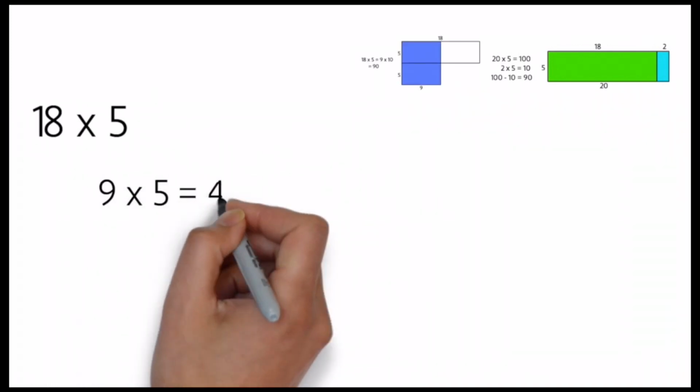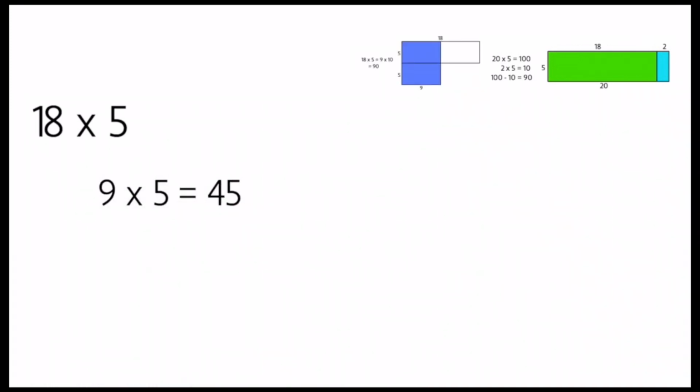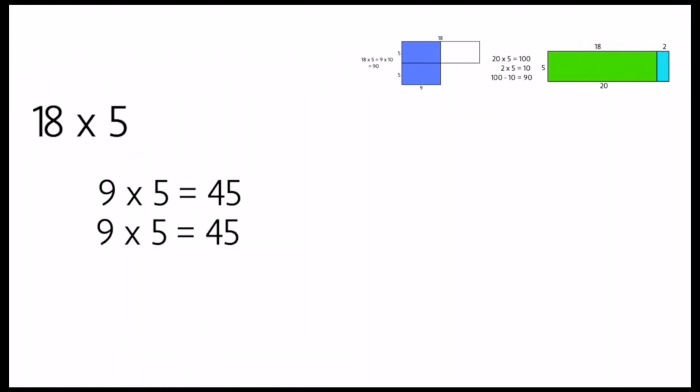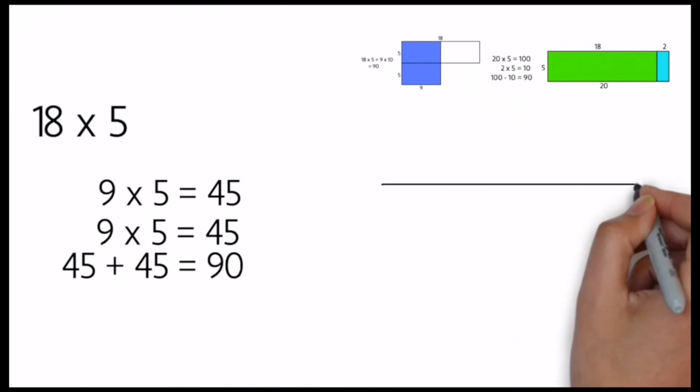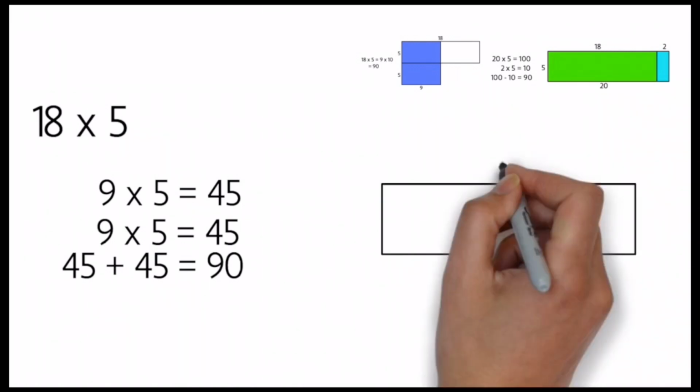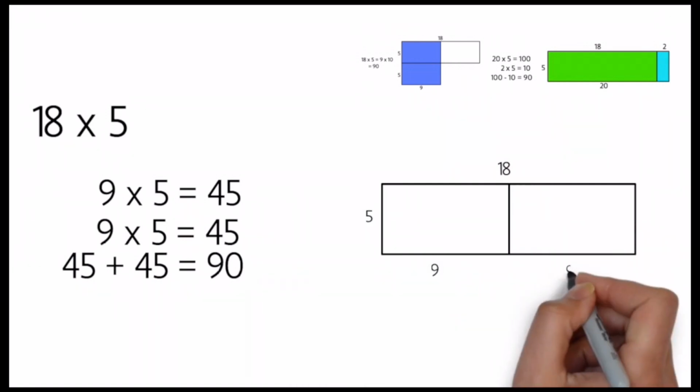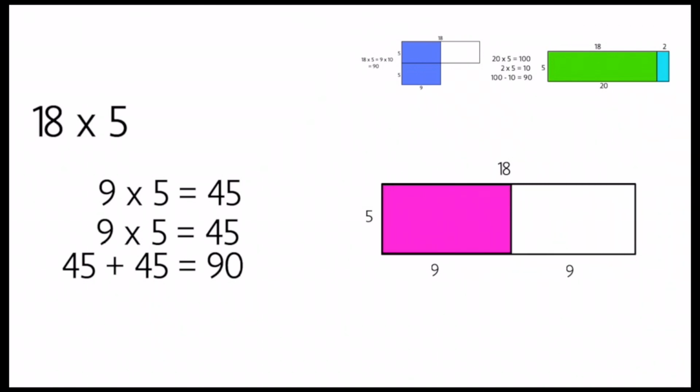A third way I might solve this is to say, well, I know 9 times 5 is 45, and I can do that twice to give me my 18 times 5. And that visual would look like this. There's our 18 times 5 rectangle, and this time I worked out 9 times 5 and 9 times 5. And there we have those two rectangles.